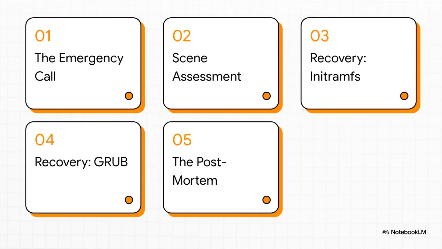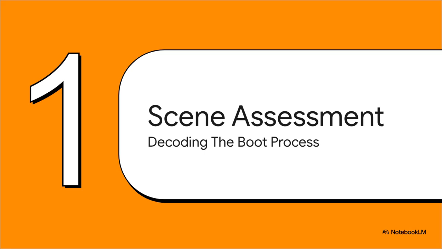Okay, here is our game plan for this rescue mission. First, we're going to understand the emergency call, what a kernel panic actually is. Then, we'll assess the scene by decoding the boot process. After that, we've got two main recovery playbooks, one for fixing a broken initramfs and one for a busted GRUB bootloader. And finally, we'll do a little post-mortem so this hopefully never happens to you again. All right, let's get to it.